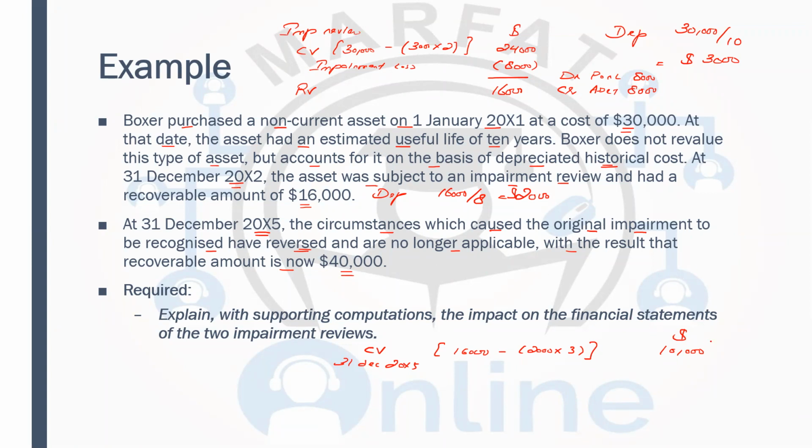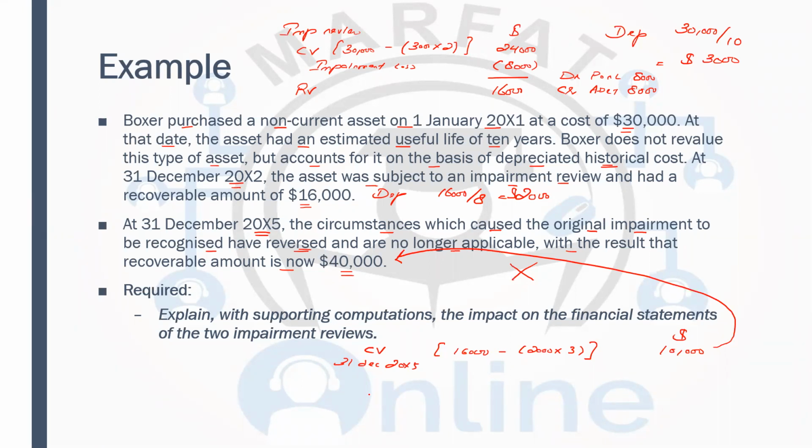The student will make a mistake. What they are going to do is take this carrying value again to the recoverable amount of 40,000, which is incorrect. You cannot do that because it's not the revaluation model. Even in the revaluation model, you cannot take that directly, because there is a thing which we are going to discuss now.